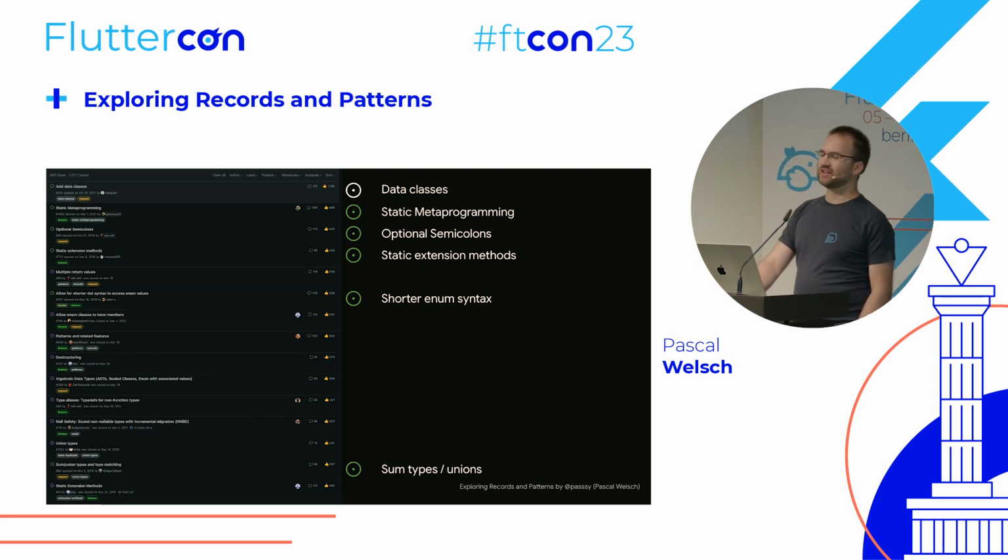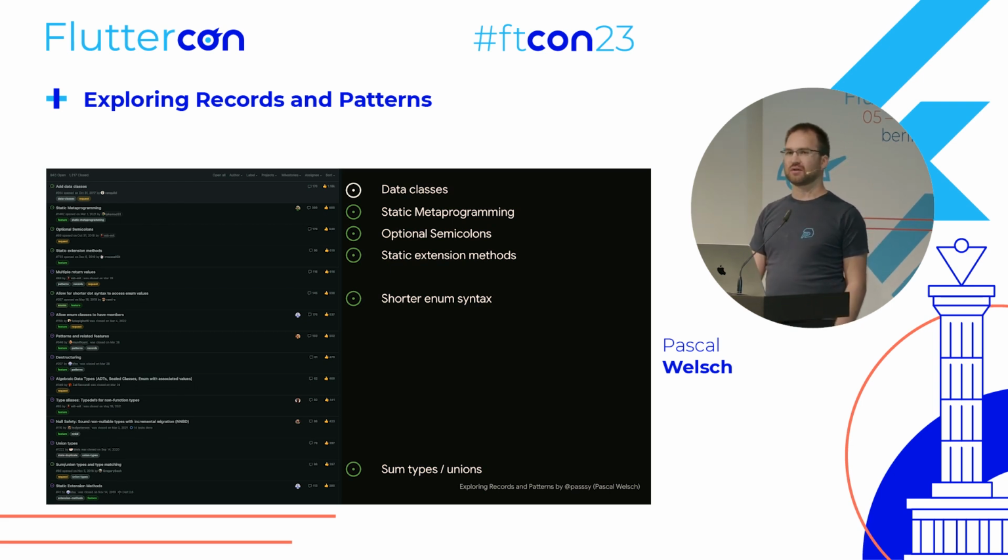And the shorter enum syntax, so that you don't have to write the type of the enum, but only the dot value at the end. This is something that is probably coming soon as well for pattern matching, because we can match enums as well, and it's quite handy to get a shorter version there.